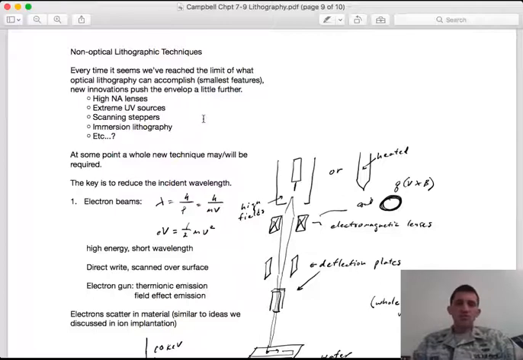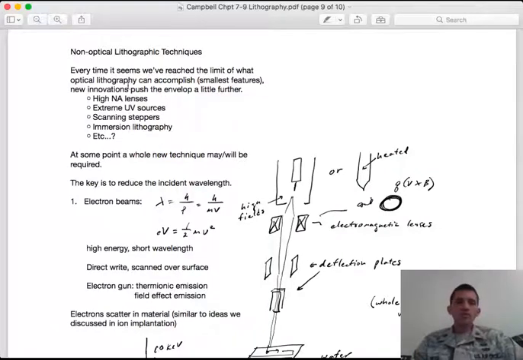projection lithography system, you can play the same sorts of tricks that you do to maximize microscope resolution using the Rayleigh criteria, right? So you have high numerical aperture lenses, extreme UV sources giving you a smaller wavelength. We have scanning steppers, which enables you to have a larger feature size on your mask and then just reduce it optically. Immersion lithography, where you're changing the index of refraction of the space in between.